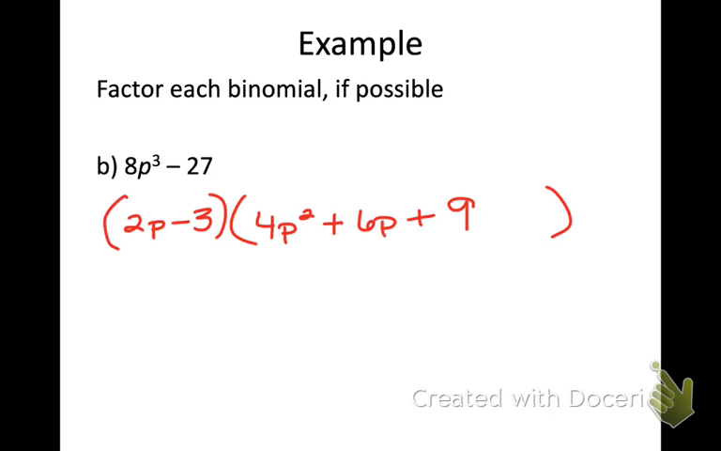Okay. If you were to distribute all of that out, you would have terms canceling out, and then you would be left with just 8p to the third minus 27.